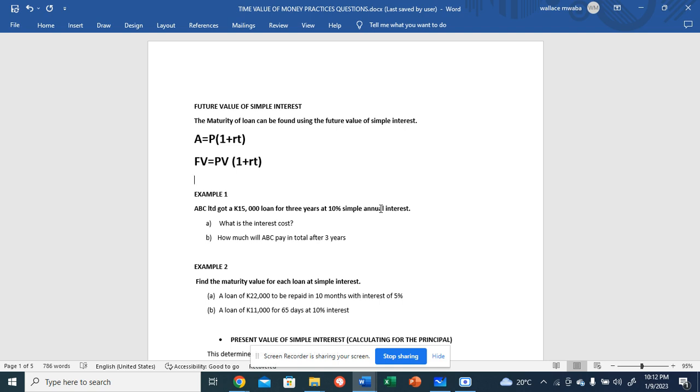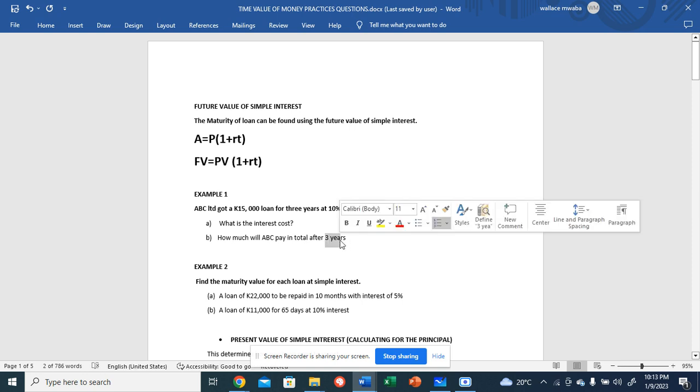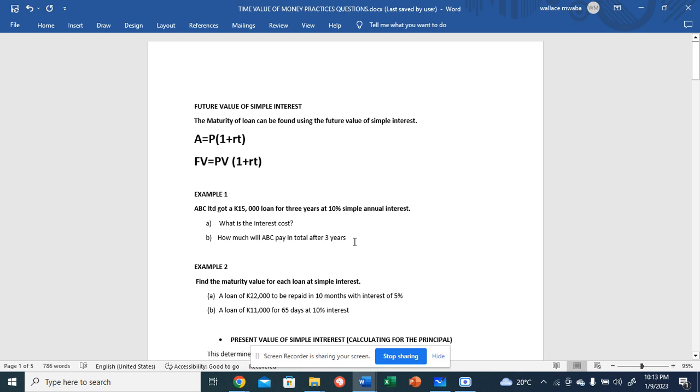So the borrower, the person who gave this company this loan, their maturity value is how much this company pays in total after the loan has matured, it's reached its time. After 3 years, we want to see how much this company is going to pay in total and how much the lender receives in total. Because remember, in these questions, you look at it from two sides: the perspective of the one who's giving out the loan and the one who's getting the loan.